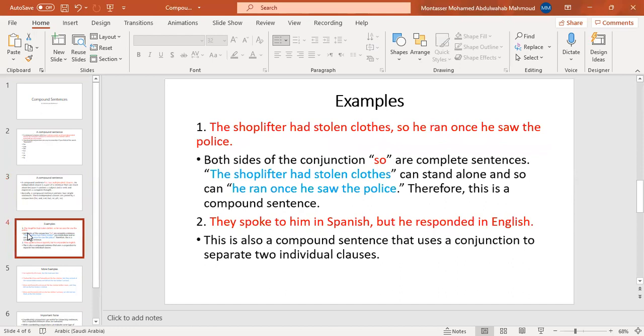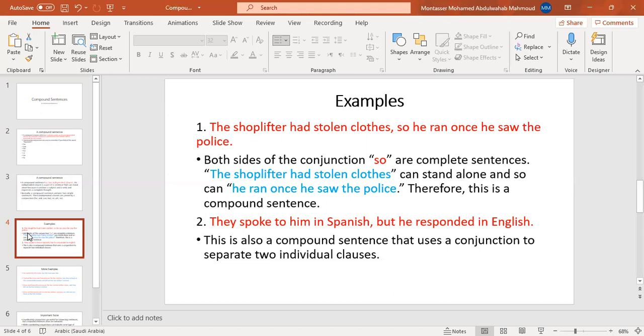The shoplifter had stolen clothes, so he ran once he saw the police. Here we have two simple sentences, two complete sentences. The first one is before the coordinating connector, and the second one is after the coordinating connector. What is the coordinating connector here? Oh, very good, students. So is the coordinating connector. And what is the complete sentence before so? Very good. The shoplifter had stolen clothes.